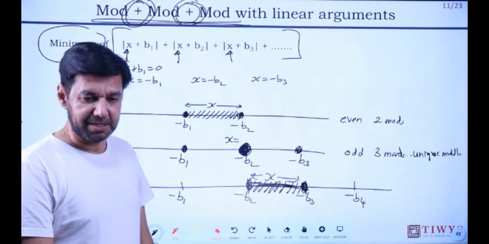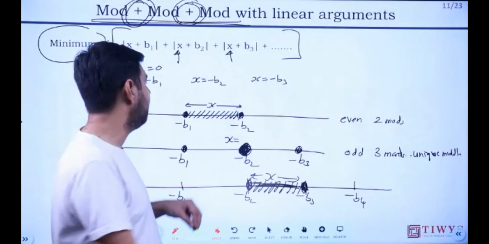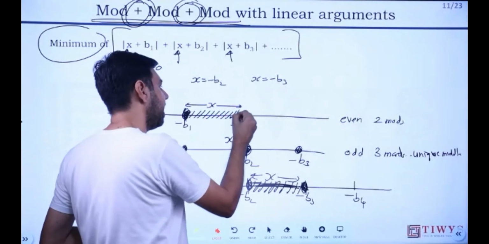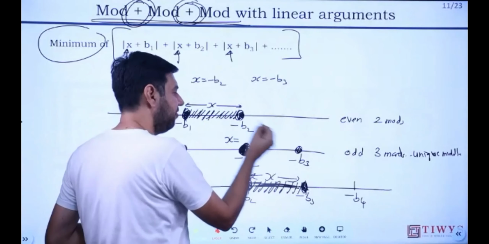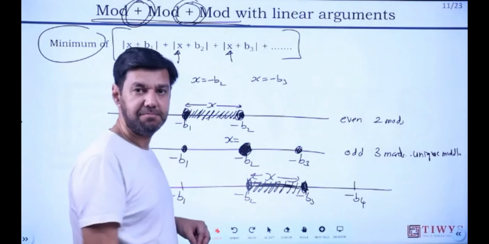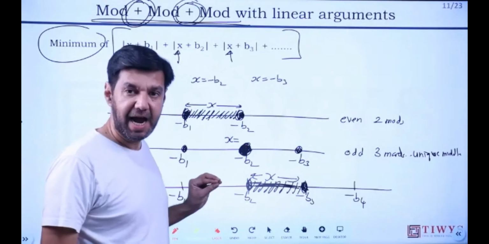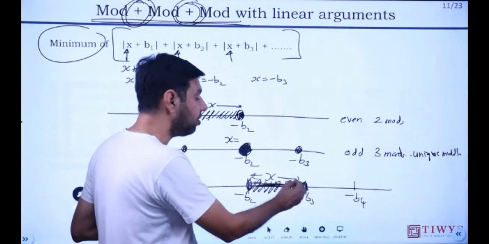Any doubt? Ask students. If it is even, there are going to be 2 middle terms, and x can be anywhere between the 2. If it is odd, there is 1 unique middle term, and it's at that. These are values of x, mind you.